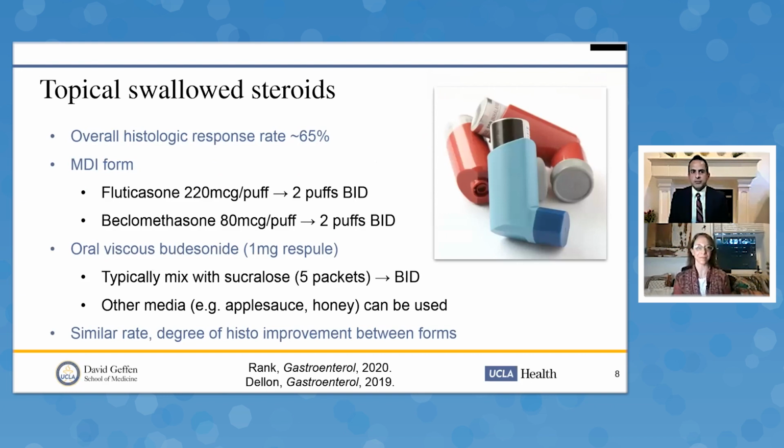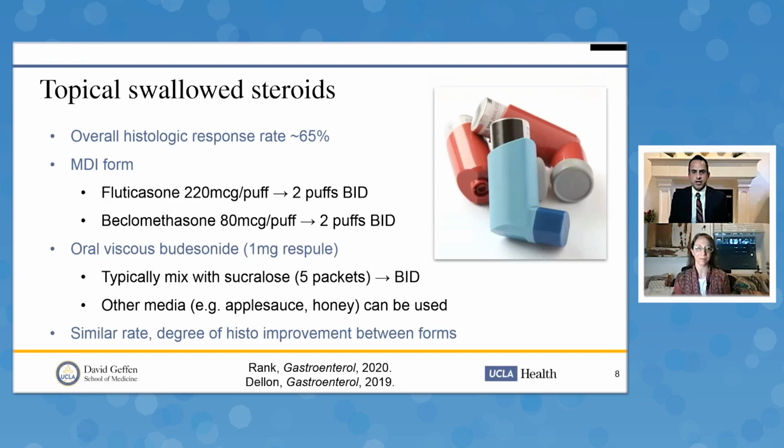Now, with regard to topical swallowed steroids, this really has been the mainstay of treatment for EoE, dating back to when it was first described in adults back in the 1990s. Overall, the histologic response rate is higher than PPIs. It's about 65%. The most common form is the metered dose inhaler form.